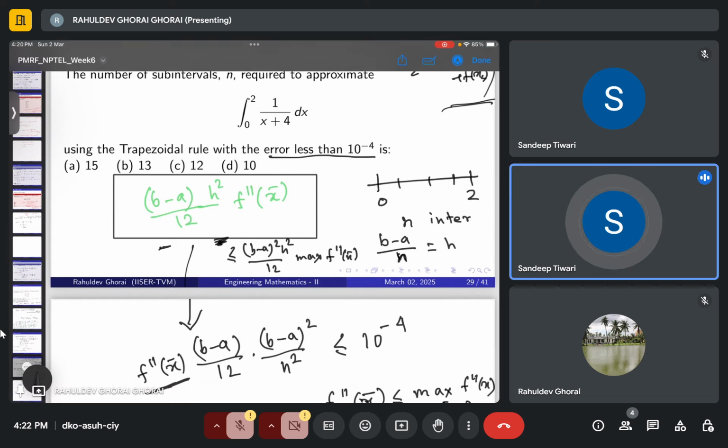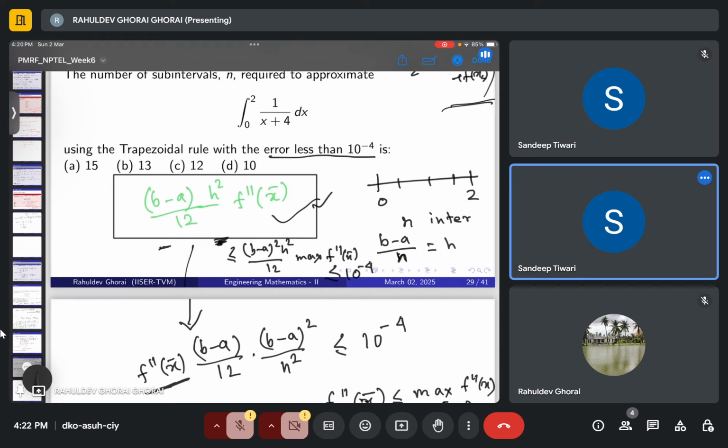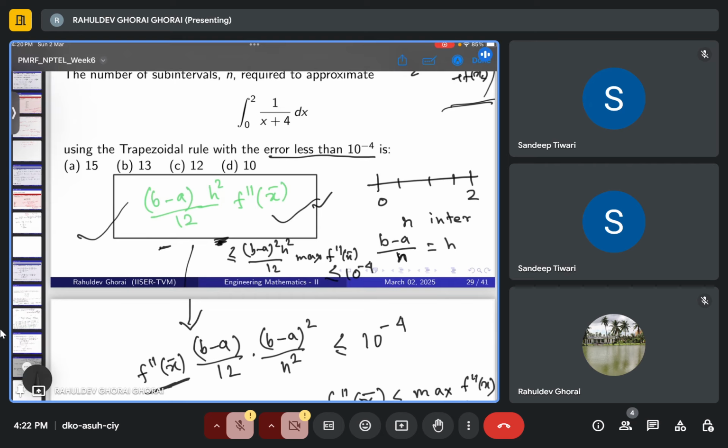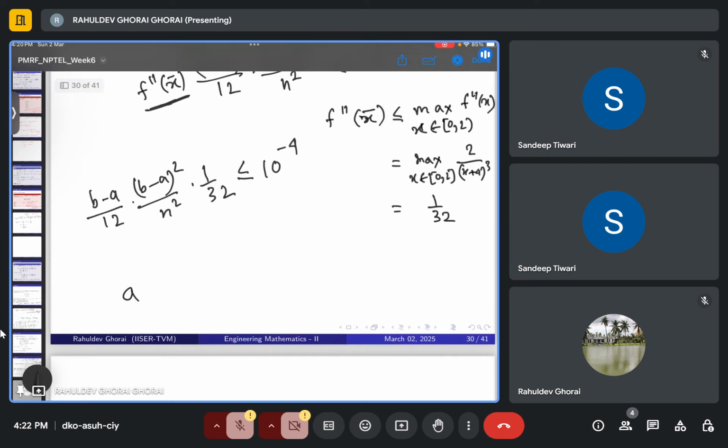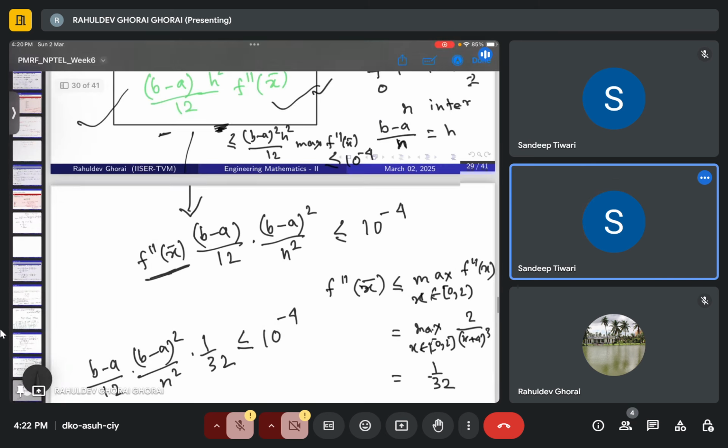But how do you know, sir, that this must be less than or equal to 10 to the minus 4? If this is less than or equal to 10 to the minus 4, then this one also will be less than or equal to 10 to the minus 4. I have to make this quantity less than or equal to 10 to the minus 4, right? So a is less than or equal to b, I know. But I can make it also less than or equal to some other bound, sir? Which one?